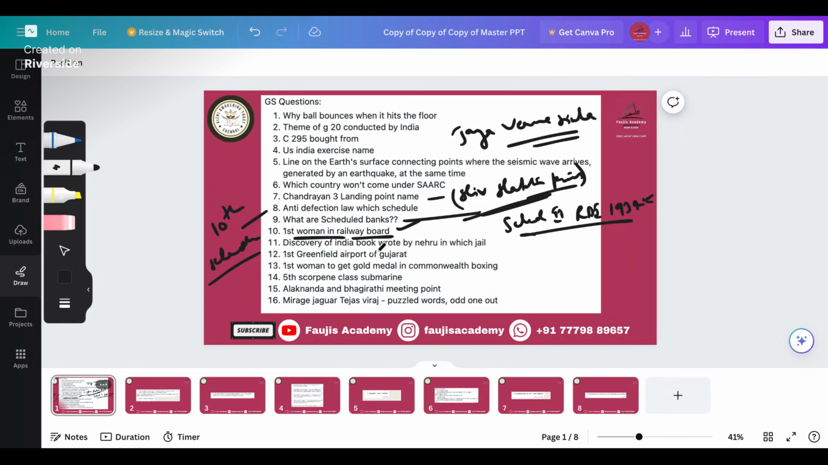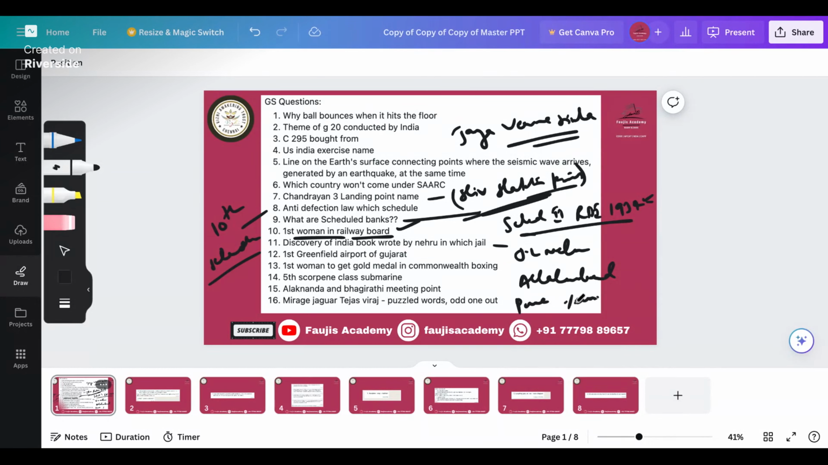Discovery of India, a book written by Nehru, in which jail? The Discovery of India was written by Jawaharlal Nehru, and he has a very close connection with Allahabad, Naini in Allahabad. Not sure, but he was born there, whether he was born in Srinagar, Jammu Kashmir; he was a Kashmiri Pandit though. So he has a very close connection with Allahabad.